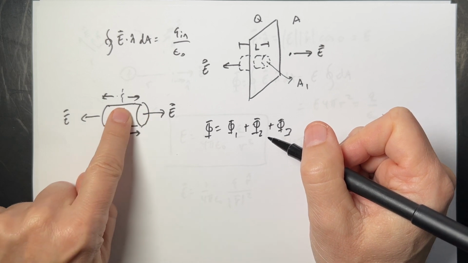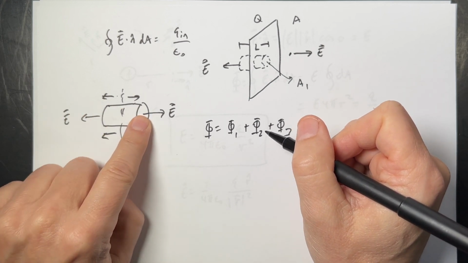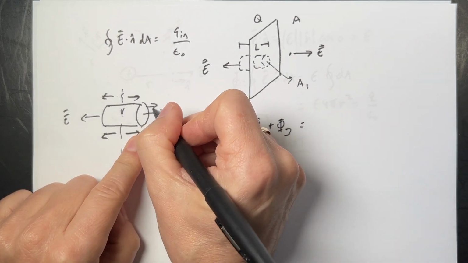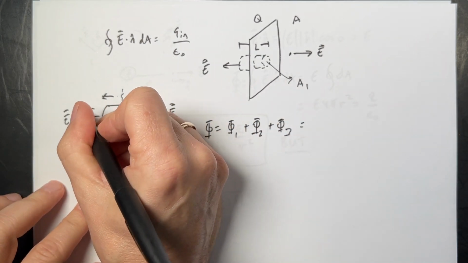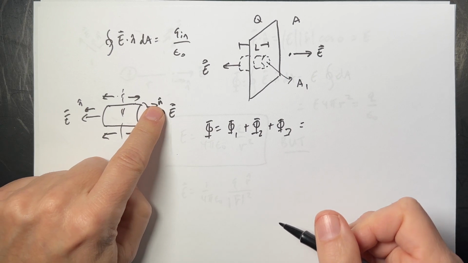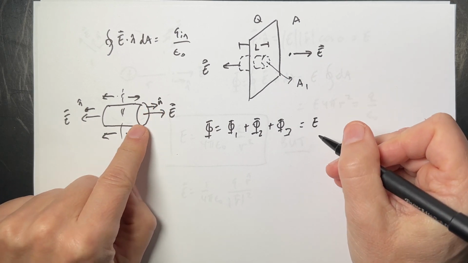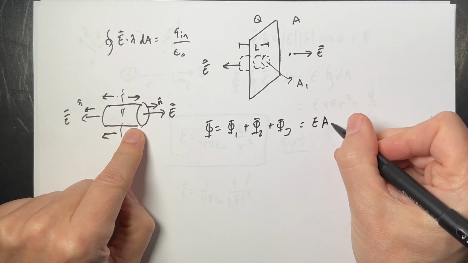So this is 1, 2, 3. Over here, the flux is just going to be equal to E dot n hat. n hat is this way, and over here n hat is that way, but they're in the same direction. So again, I get E dot n hat is just E, and then I multiply by the surface area, which is A1.